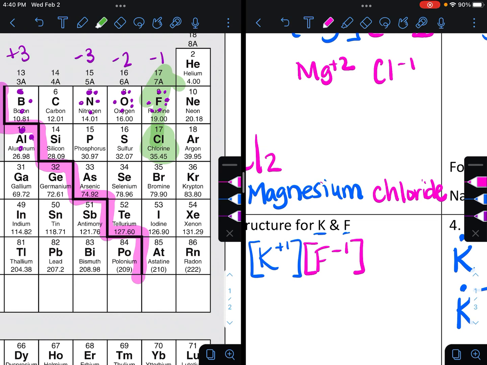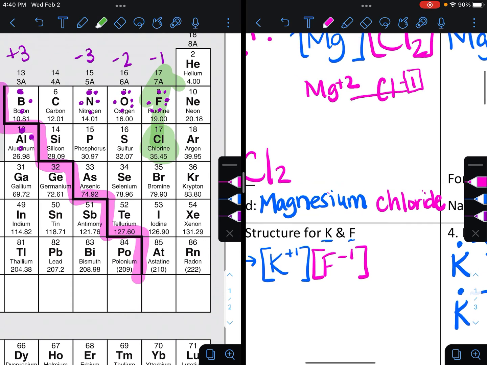If I want to know how many magnesiums there's going to be, I look at the number associated with chlorine, which is 1, and I crisscross. In my formula, I'm going to have 1 chlorine. If I want to know how many chlorines there's going to be, I look at the number associated with magnesium, which is 2, and I crisscross. So I'm going to have 2 chlorines.